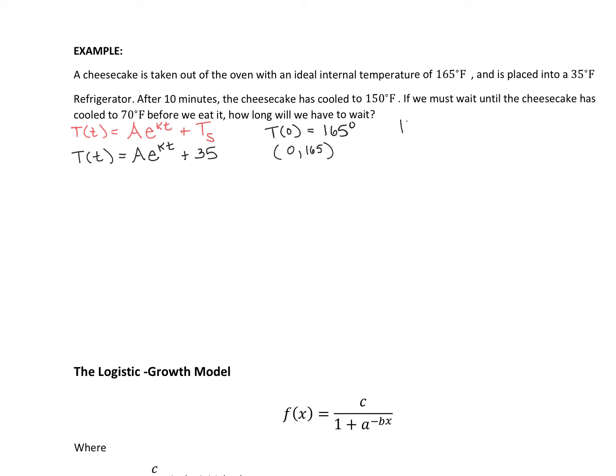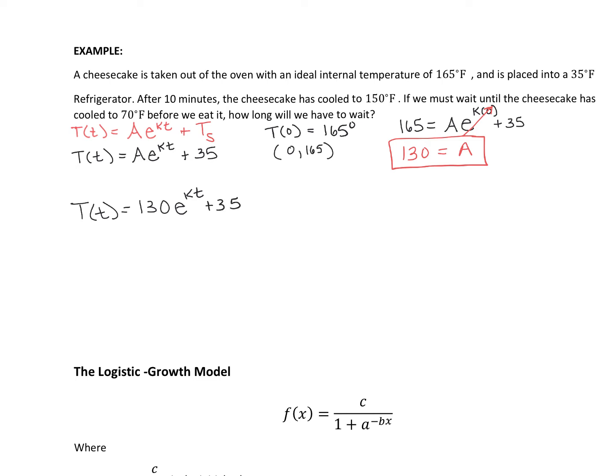So we're going to say 165 equals A e^(k·0) + 35. Of course, e^0 is 1. So if I subtract 35, I get 130 as our A value. Okay, so now we have A. T(t) = 130 e^(kt) + 35.